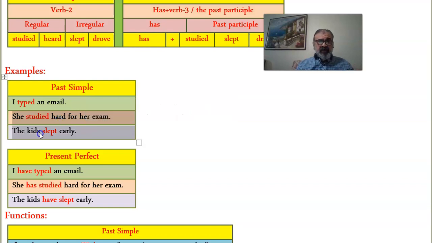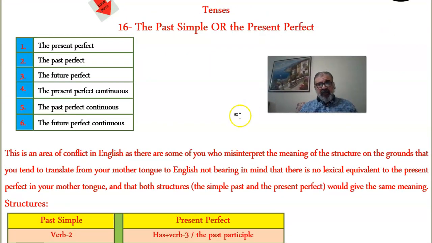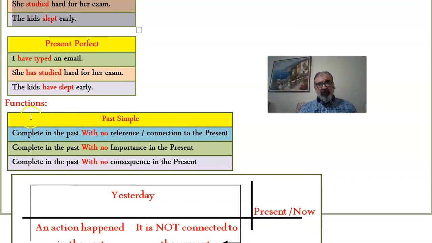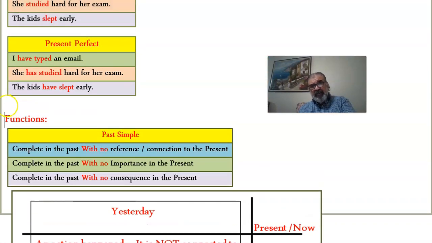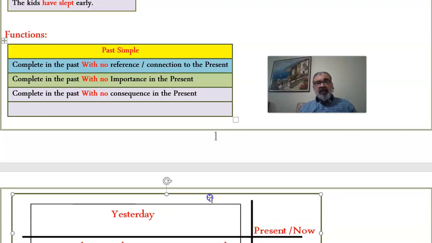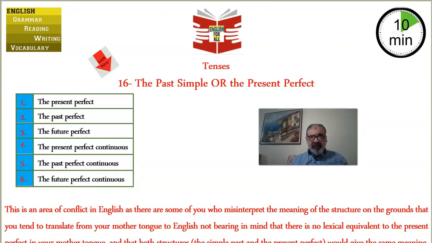She studied hard, the kids slept. She has studied hard, the kids have slept. So back again, translating into your mother tongue language will not help you. How can we solve this problem? Easily by referring to functions. I want to show you later on how functions can help a lot, and also the graphs can help a lot to differentiate between mixing or confusing tenses.